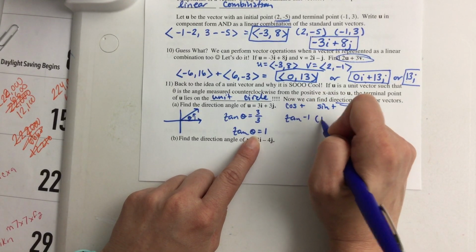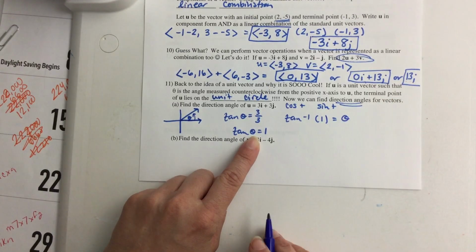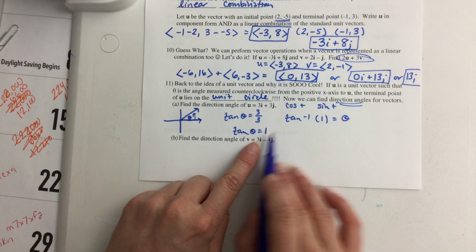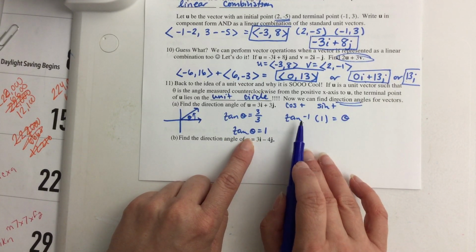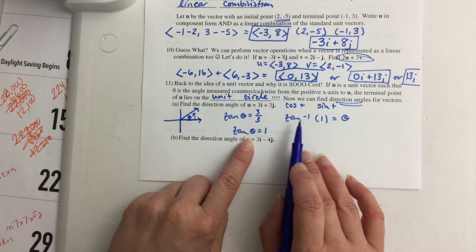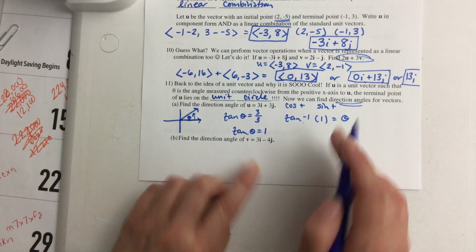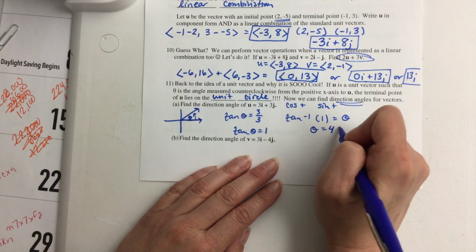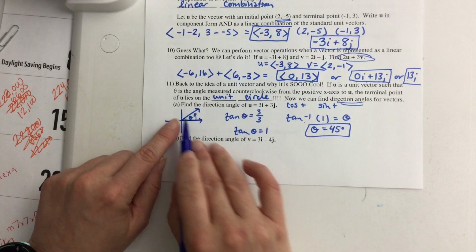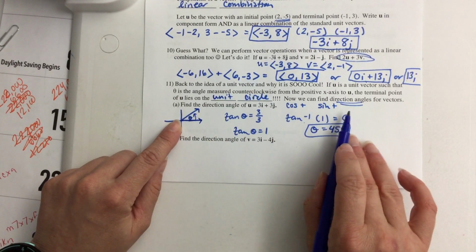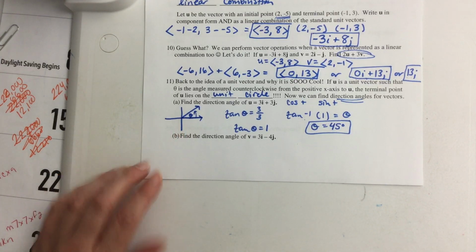The inverse tangent of 1 is what would equal theta, because in order to move a tangent, you have to do the inverse. Now make sure your calculator is in degree mode. The inverse tangent of 1 equals 45 degrees. Now 45 degrees is in quadrant 1, and that's where we needed it to be, so we're done.